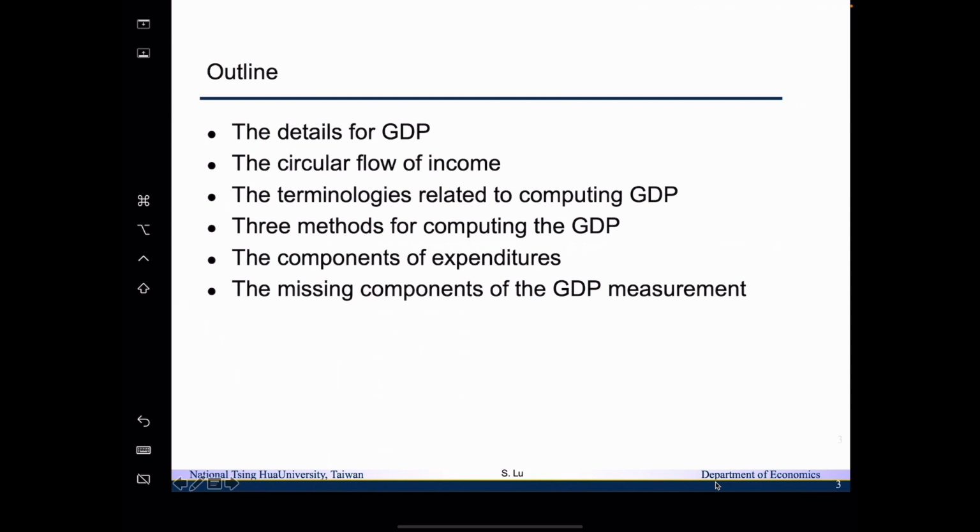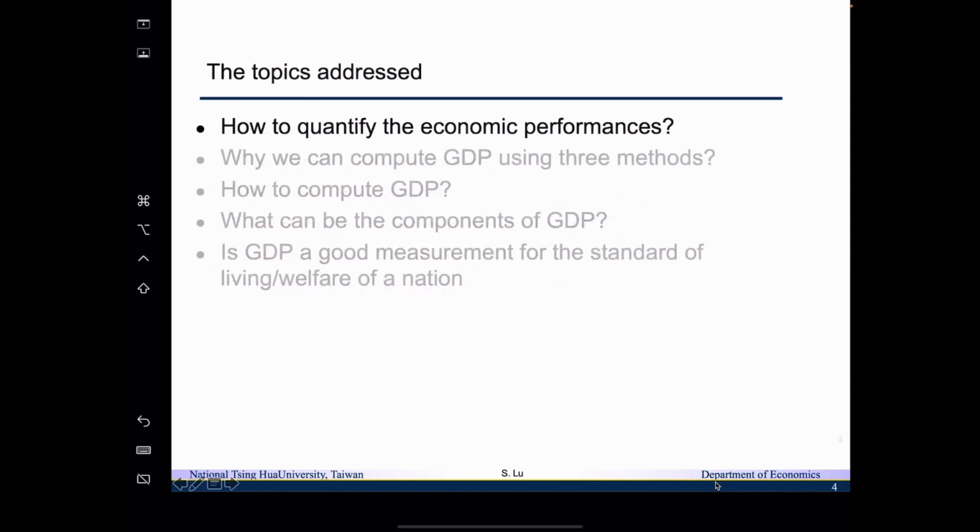After that, we are going to talk about the components of the GDP, especially from the perspective of expenditure. At the end, we will talk about what can be the missing components of the GDP measurements. So now let's begin with today's lecture by looking at the question how to quantify the economic performances of a nation. When we talk about the economic performances of a nation, the key variable we look at a lot of time is called GDP.